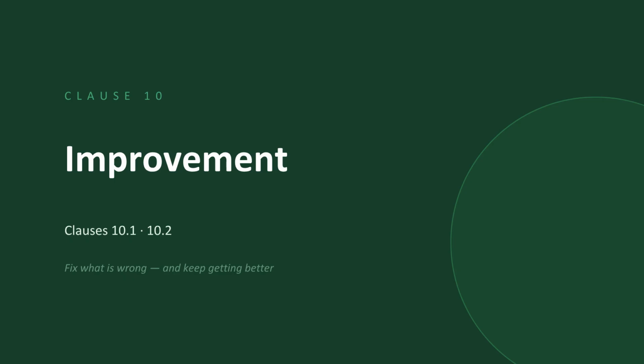We are on the final clause, Clause 10. This is the act part of PDCA. Clause 10 closes the loop. Everything you have measured in Clause 9, monitoring data, audit findings, compliance evaluation results, management review actions, feeds into Clause 10 to drive improvement. There are two subclauses. 10.1 is continual improvement, ongoing enhancement of the EMS. 10.2 is nonconformity and corrective action, fixing specific failures and preventing them from recurring.